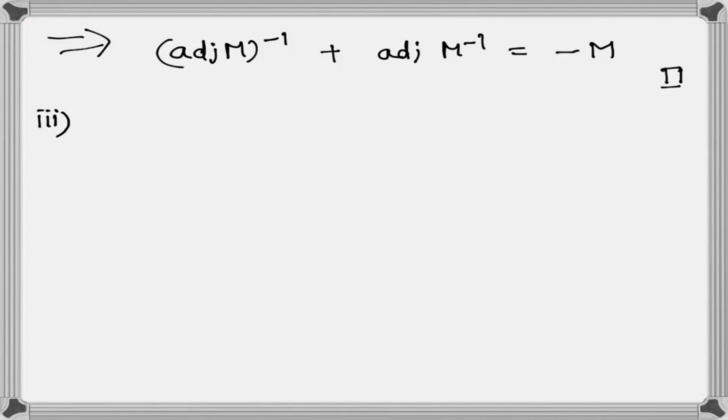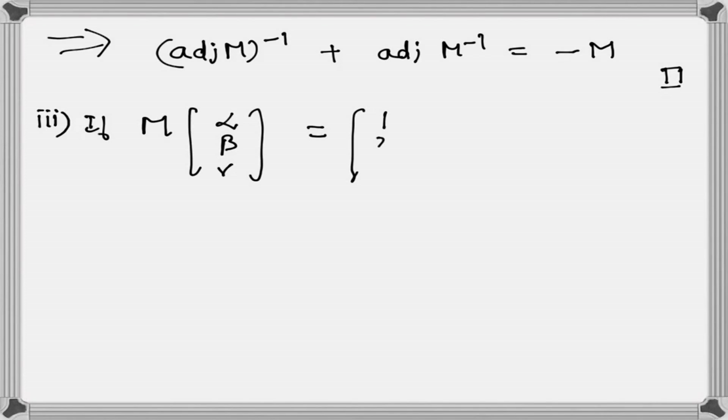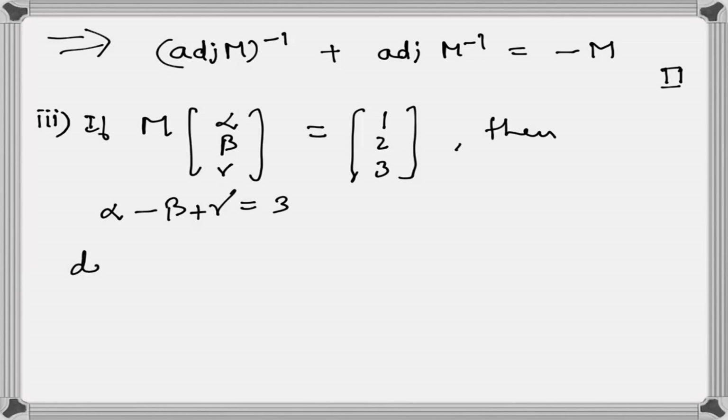Okay, so now let's go back to the third part. Let's solve the third one. The third one says that if M times alpha beta gamma is equal to 1 2 3, then alpha minus beta plus gamma is equal to 3. Okay, so given the determinant of M is minus 2, that means M is invertible.